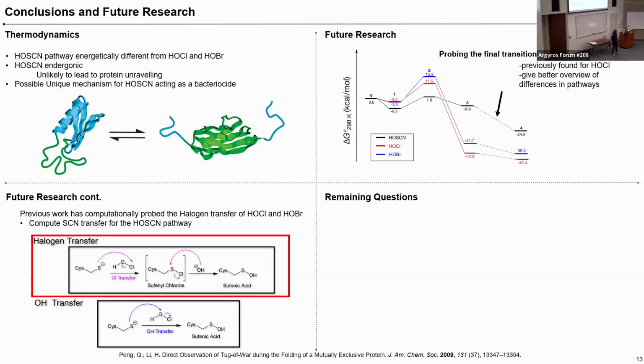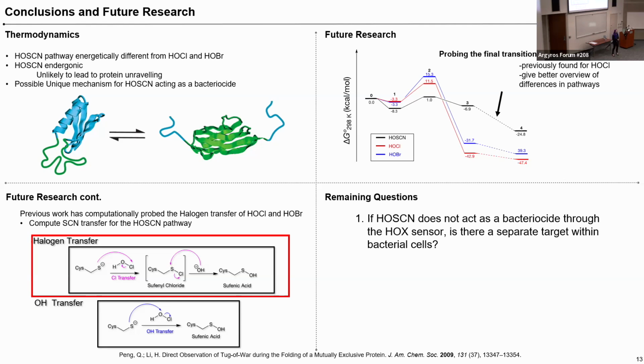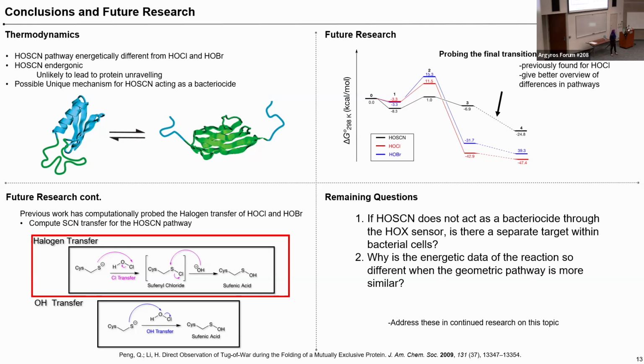And I'll leave you with a few remaining questions. If HOSCN does not cause protein unraveling through the HOX sensor, is there a separate target within the bacteria that allows HOSCN to act as a bactericide? And also, why is the energetic data of the reaction so different from HOCl and HOBr when the geometric pathway for all three are very similar? And additional research will be needed to answer these questions.